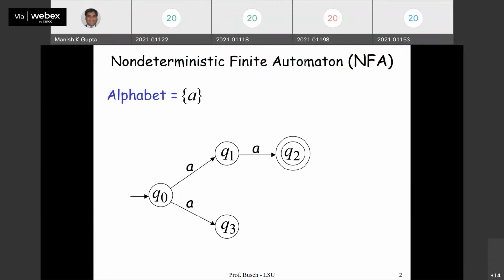Then the question becomes, which one should we accept? In parallel, computation is going on, and whenever input is consumed and you reach the final state in any of the computational paths, you accept the string. Got it? So once you receive an input a and there are multiple choices, you move in parallel. All computational paths will run in parallel. And once input is consumed, and in one of the computational paths you reach the final state, then you accept the string. That is the basic idea about acceptance in NFA.